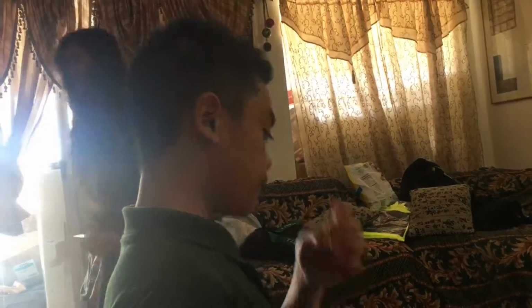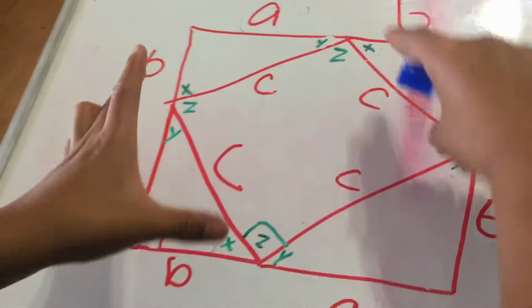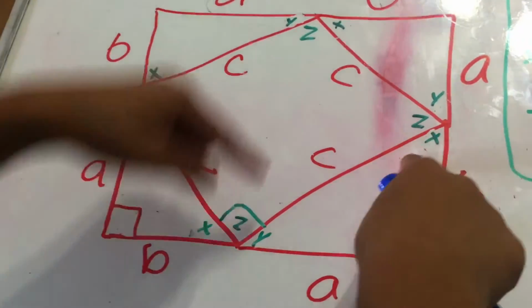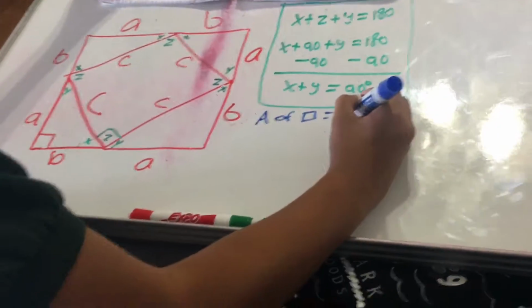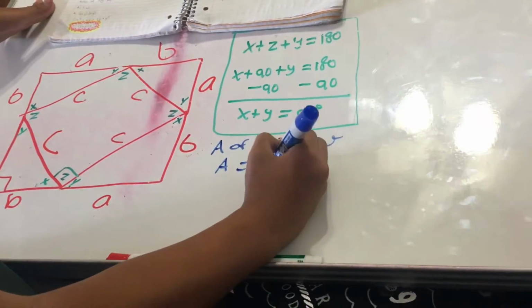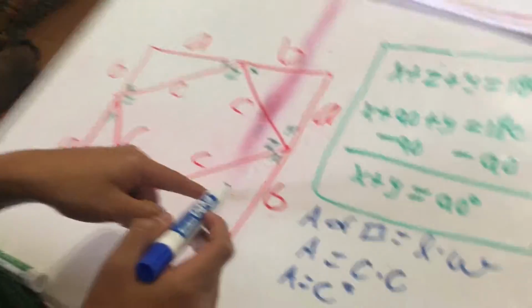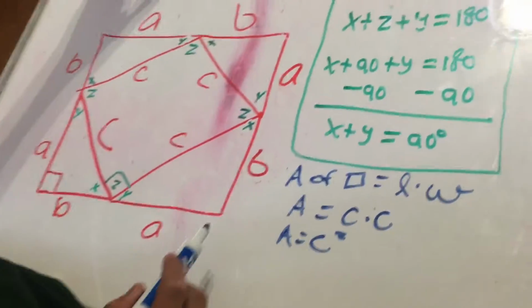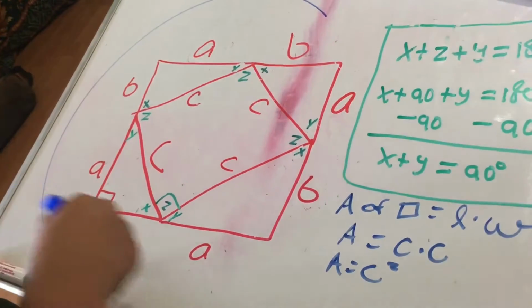Next step is to find the area of this inner square. Which inner square? This inner square, the one created by the hypotenuse. We all know length times width. In this case, it is c times c, or c squared. Now we gotta find the area of the triangles and add that to the area of the smaller square to find the overall area of this big square right here.